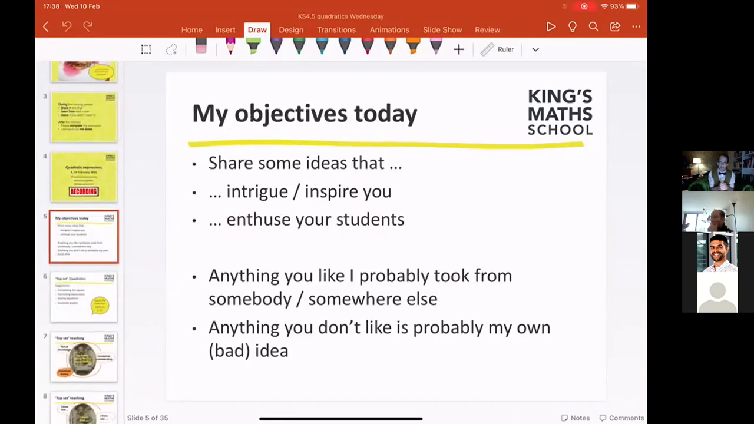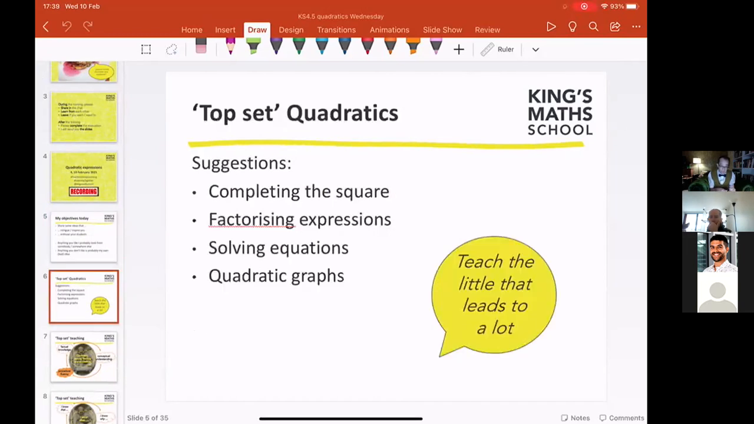Quadratics might seem like a strange thing to choose. After all, you complete the square, you factorize, what else is there to it? And in a sense, you're right, because that's what we're going to focus on. We're going to focus on completing the square, factorizing, solving, and think about what this means for the graphs, and what the graphs look like.